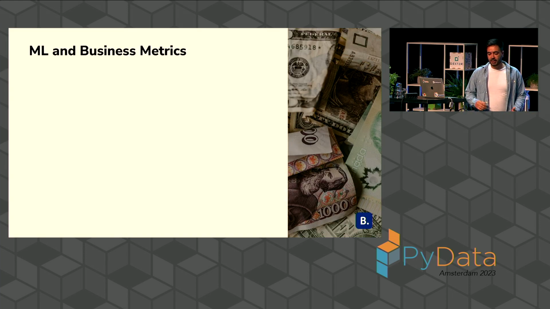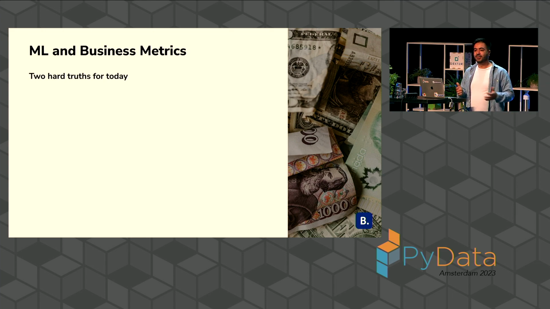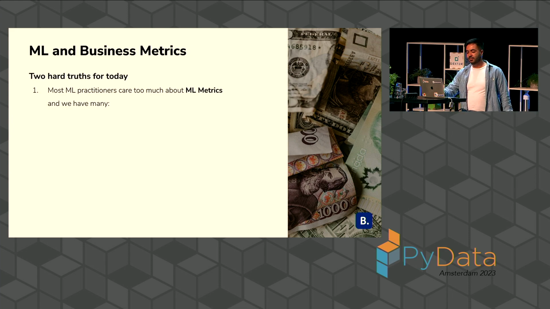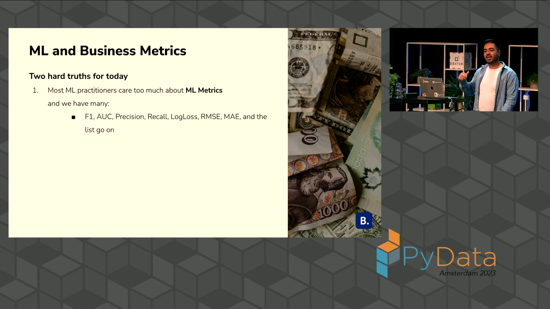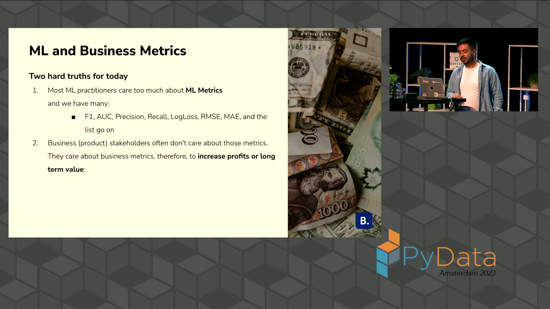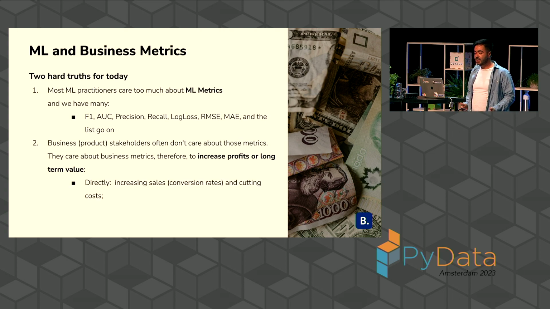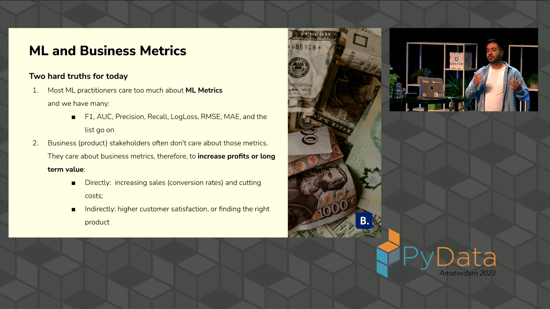Well, first let's start with ML and business metrics. There are 2 hard truths for you today as a data science or ML practitioner, and that your stakeholders may have as well. Most of the time ML practitioners care too much about ML metrics, and you have too many of them, right? So many times we are trying to model our problems and we are just focused on those metrics. And suddenly we want to deploy our models and, well, what our stakeholders actually care about are the business metrics. What they are most often looking for is directly increasing their profits or the long-term value of customers. This can be directly increasing sales, conversion rates, or cutting costs, but also indirectly, where we want to increase customer satisfaction and find the right product.